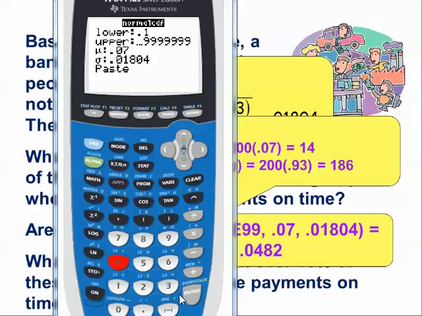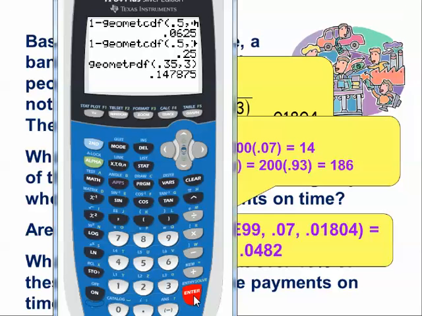0.01804. Okay, and we hit enter and enter on that, and we get 0.048. So you can see where that's coming from. You can see how we're getting that information.